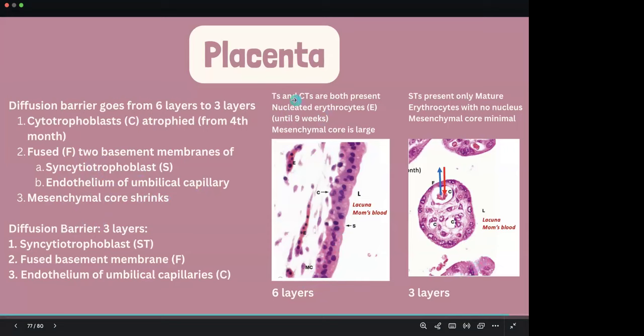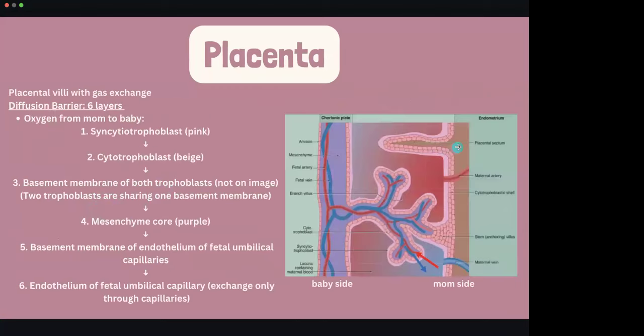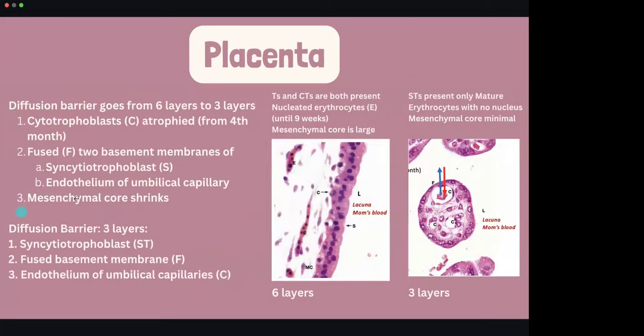So again, the cytotrophoblast atrophies from the 4th month. They fuse the basement membranes, and the mesenchymal core shrinks. I think I said the fused membrane of these 2, but no, I meant the fused membrane of the syncytiotrophoblast and the endothelium of the umbilical capillary. And the mesenchymal core shrinks. So you can see here, these are the 6 layers, these are the 3 layers.